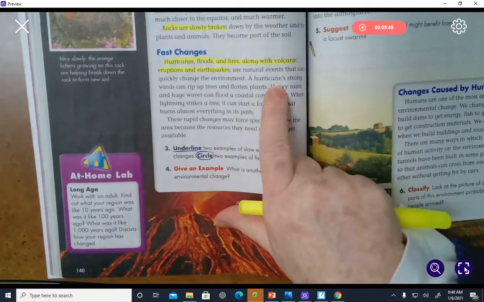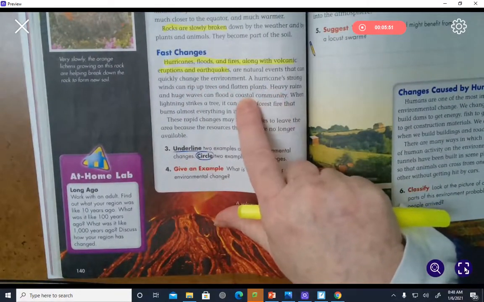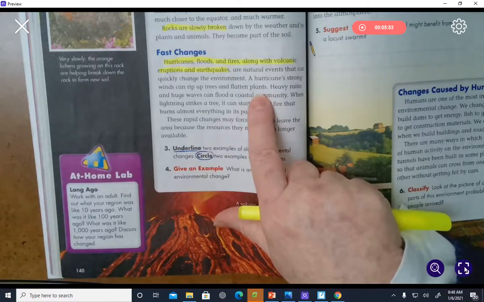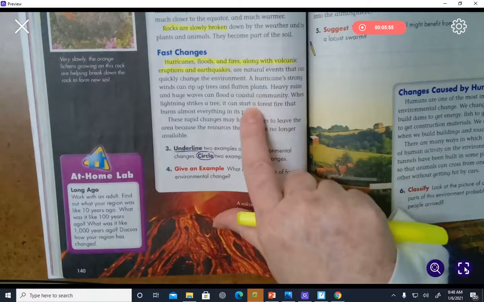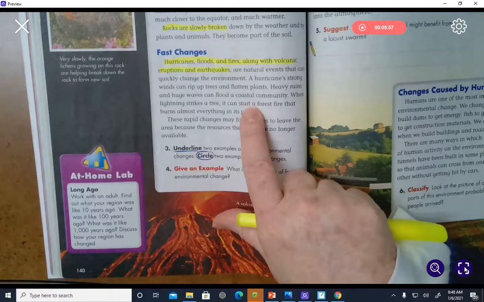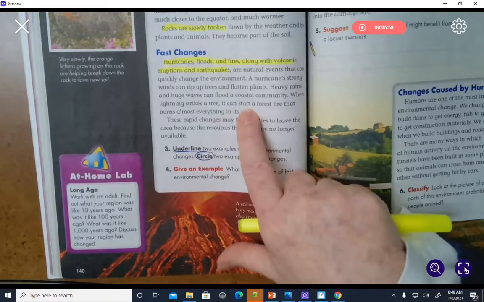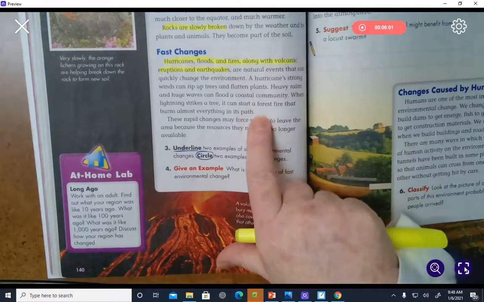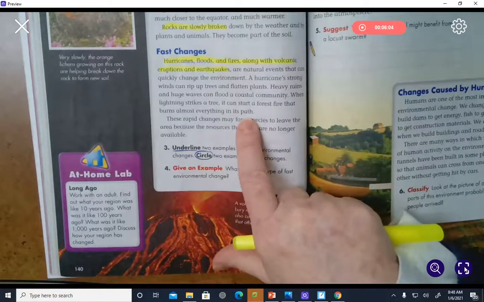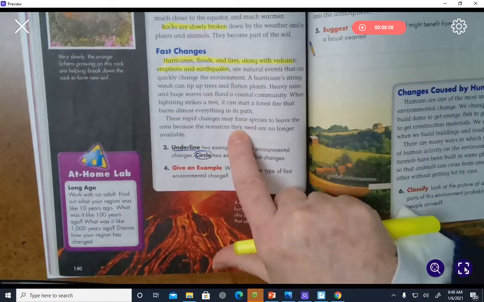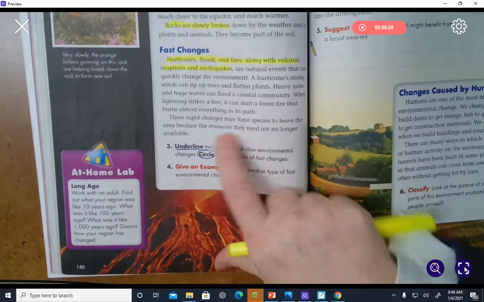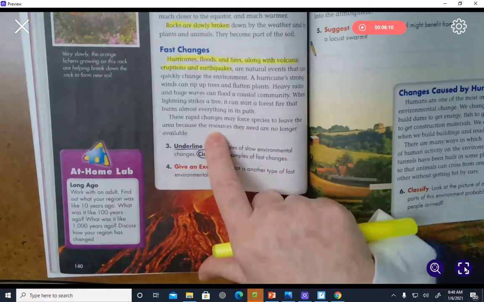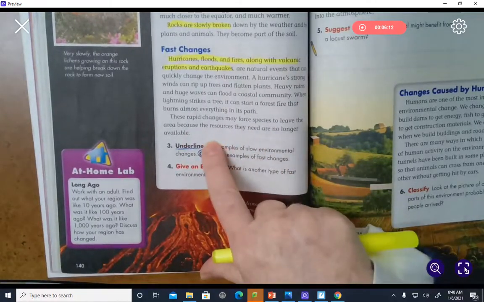A hurricane's strong winds rip up trees and they flatten plants. Heavy rains and huge waves can flood a coastal community. When lightning strikes a tree, it can start a forest fire that burns almost everything in its path. These rapid changes may force species to leave the area because the resources they need are no longer available.